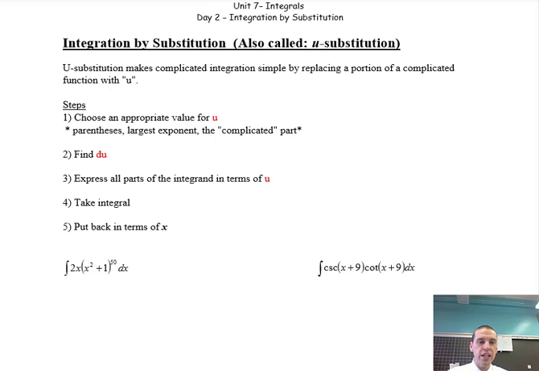So if we look at here, we're going to choose an appropriate u, usually the inside. Then we're going to find du, I'll show you that. Express all parts of the integral in terms of u. Take the integral, and then put back in terms of x. So let's look at what it means here.